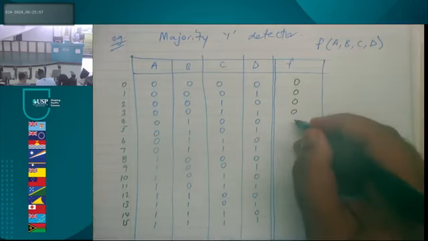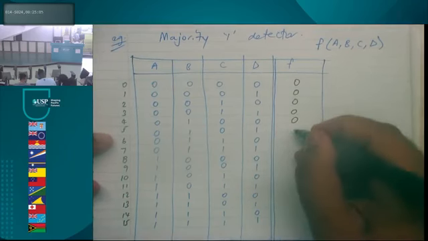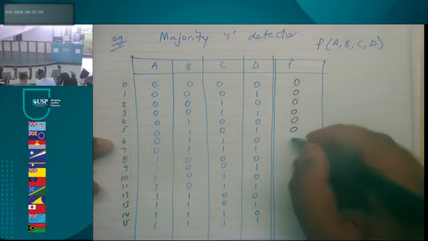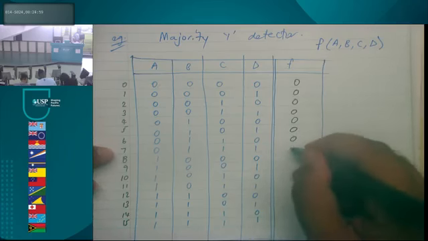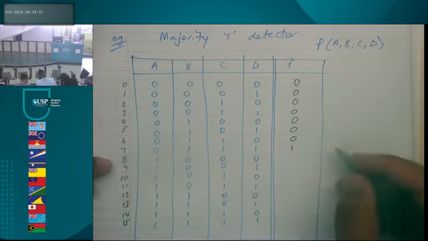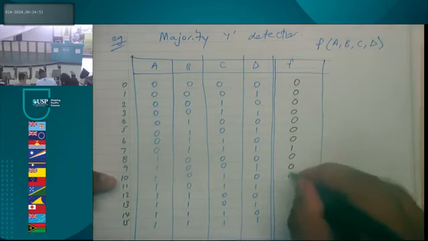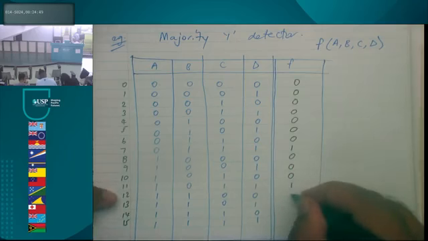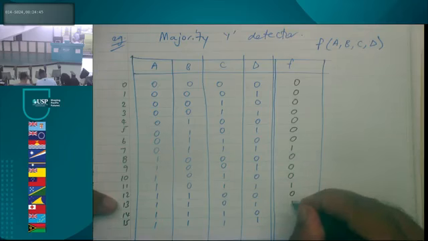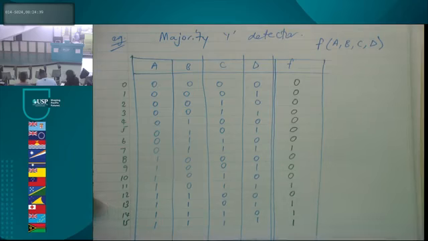This one, line 4, 0. Line 5, 0. Line 6, 0. Line 7, 1, because 3 against 1. Line 8, 0. Line 9, 0. Line 10, line 11, 1. Line 12, line 13, 1. Line 14, 1. Line 15, 1. Right? Absolute majority system, not just majority, absolute. Because if you have even numbers, you always get a draw, 2 and 2.